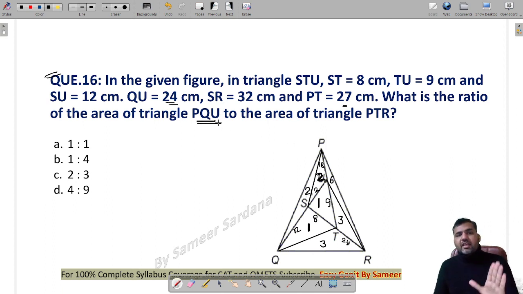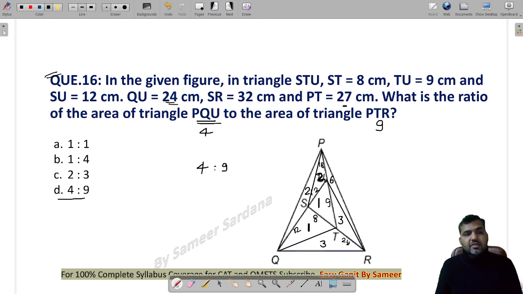Now we are supposed to find out the area of triangle PQU. This complete triangle is having an area of 4. So triangle PQU has area of 4, to the area of triangle PTR. Guys, look at the triangle PTR. PTR is 6 plus 3, that is 9. So area of triangle PTR would be 9, right? So 4:9 is the correct answer to the question, guys, right?